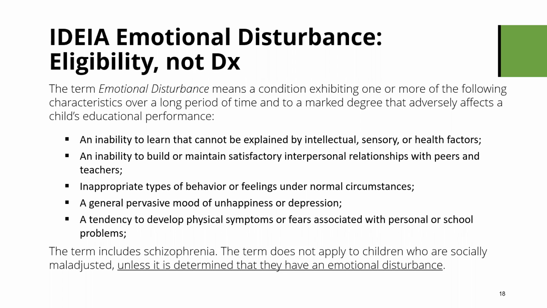The term does not apply to children who are socially maladjusted, unless it's determined that they have an emotional disturbance. So that probably is the most talked about or controversial part of the definition, because it essentially indicates that a student can be both socially maladjusted and emotionally disturbed. And it does create some issues when we're looking at differentiation and identification. So we do have improved means of making those determinations and figuring out what are the best interventions for a student that may have both social maladjustment and emotional disturbance.